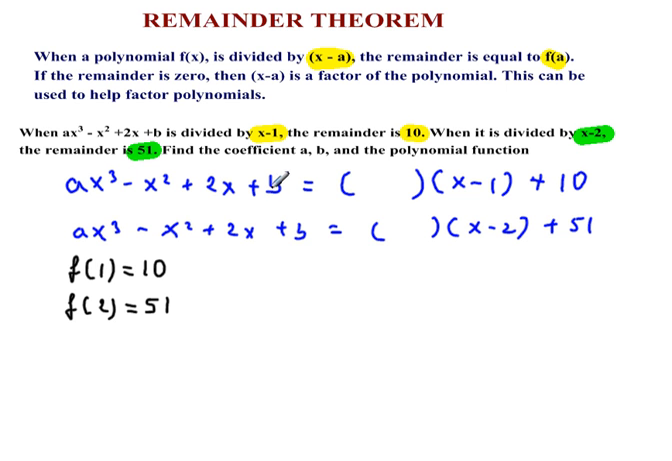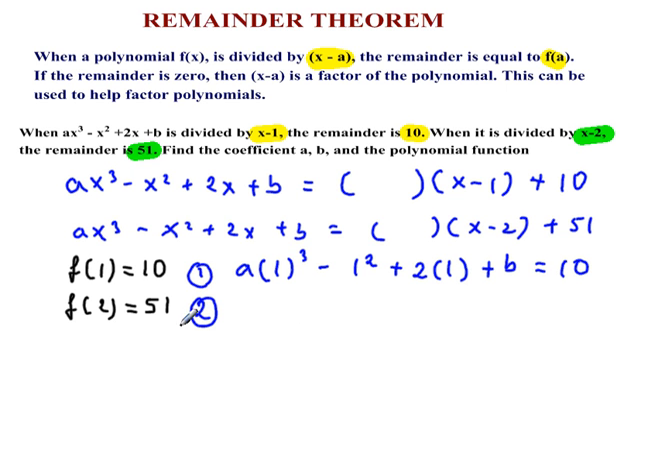What is the objective really of this question? So from the first one we have a when x is 1, so 1 cubed minus 1 to the power of 2 plus 2 times 1 plus b. The value of that is 10. So this is equation number 1.